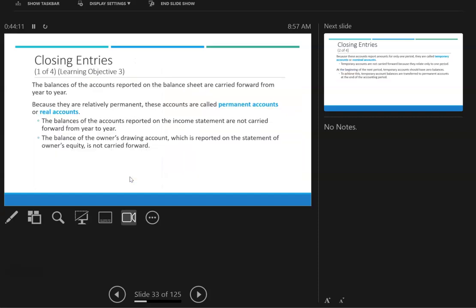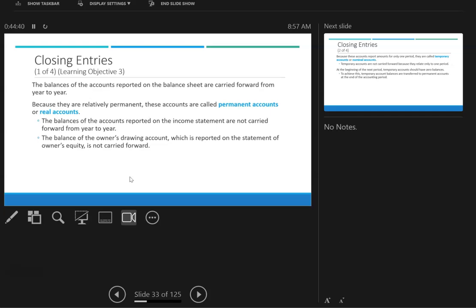So we've gone through the process of finally preparing an adjusted trial balance, and we know all of our financial statements are going to come from that adjusted trial balance. We're going to start first with the, what statement comes first? Income statement. Then we do the statement of owner's equity. Then lastly, we prepare the balance sheet.